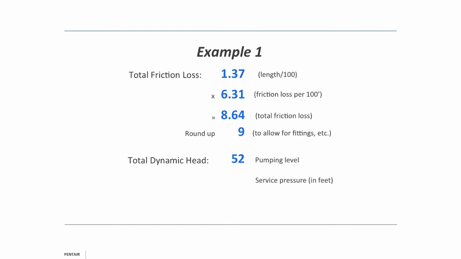Service pressure in feet of head: I took 40 times 2.31 and rounded that up to an even 93 feet of head. I add my friction loss, which we just calculated above at 9 feet. I total them up, and my grand total comes up to 154. All right.